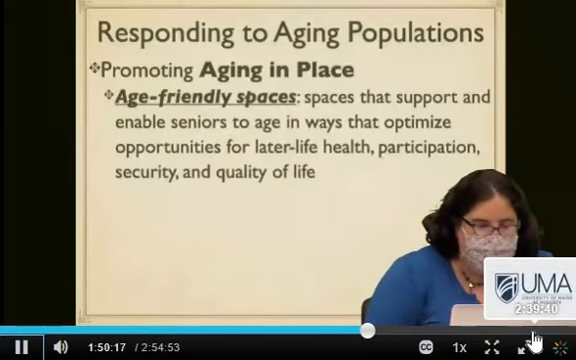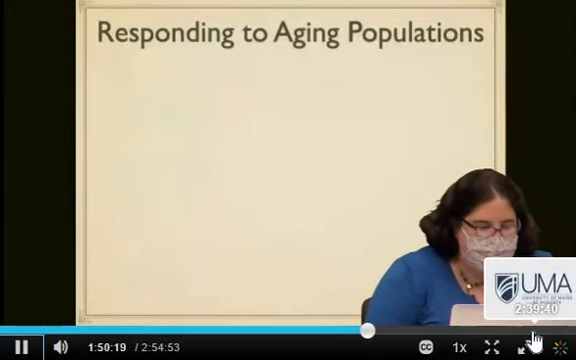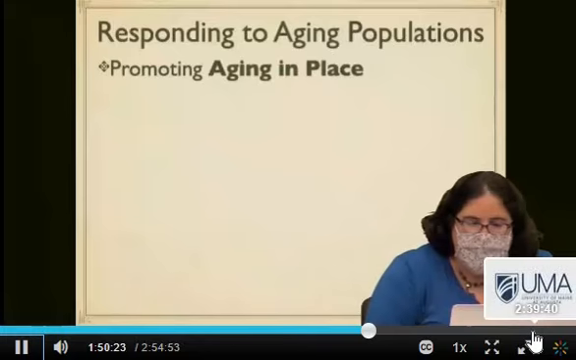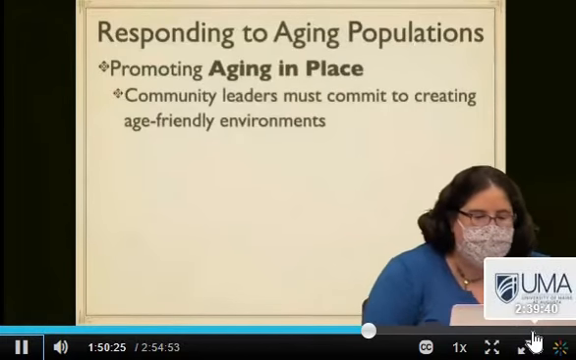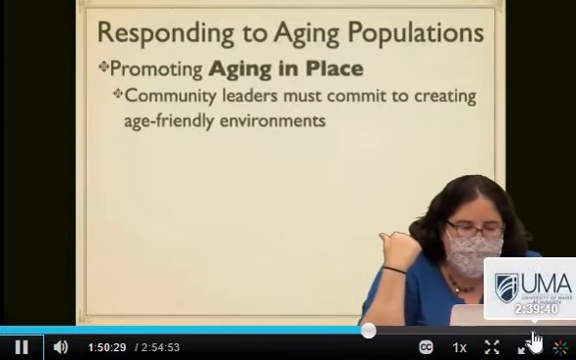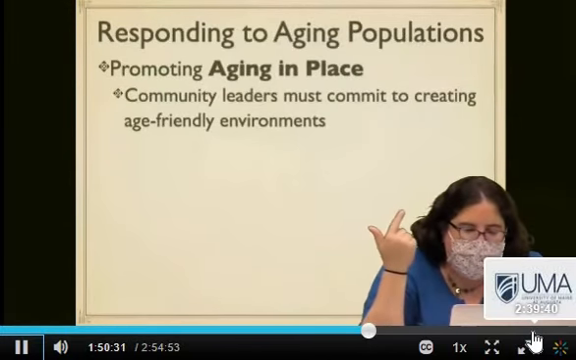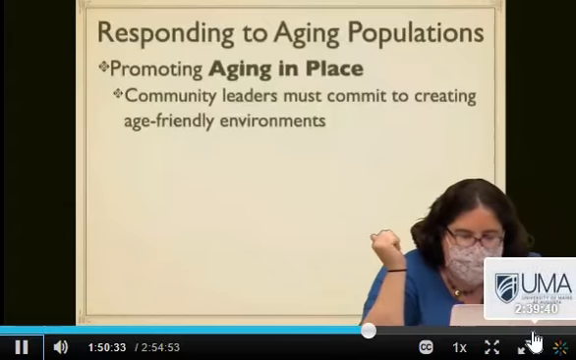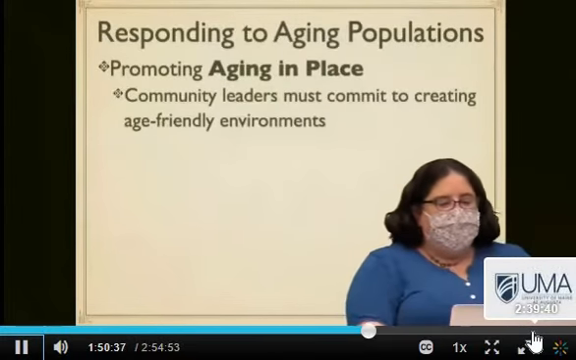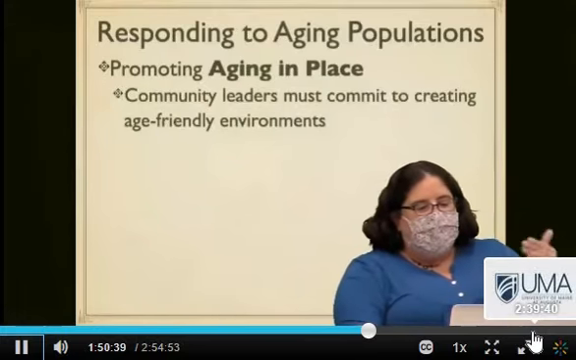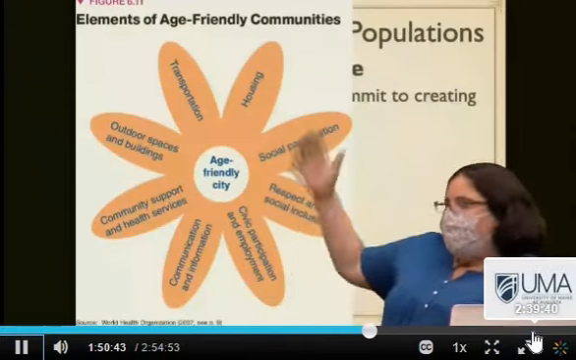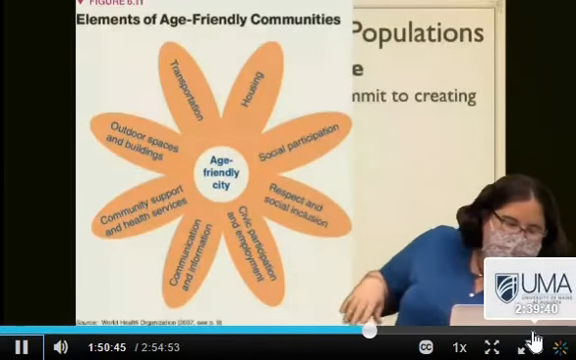Hang on, I have more on the next slide that illustrates this. Oh, it'll be on the next one, sorry. So some examples of this are things like housing, social participation, transportation, community support and health services, all of these things that create age-friendly environments. You don't have to write all these down. This is the World Health Organization's image. This is what I was looking for.